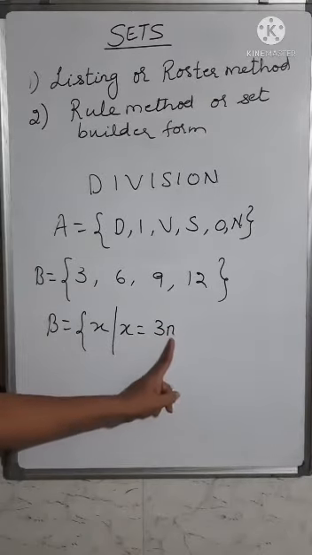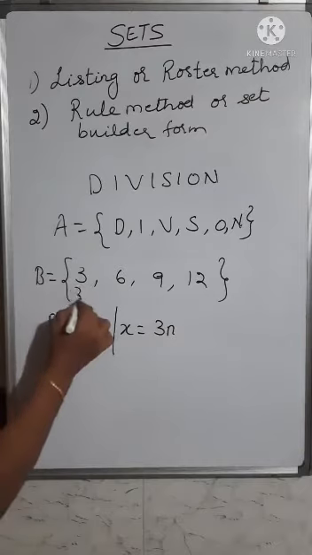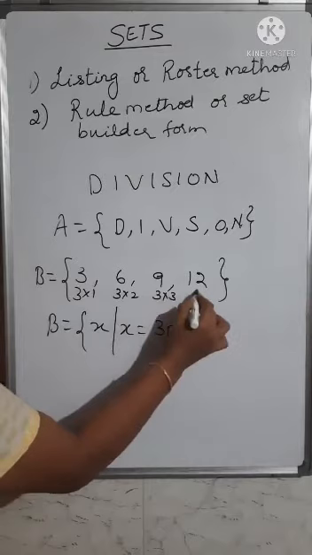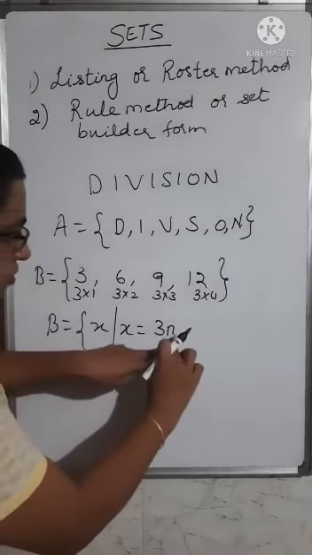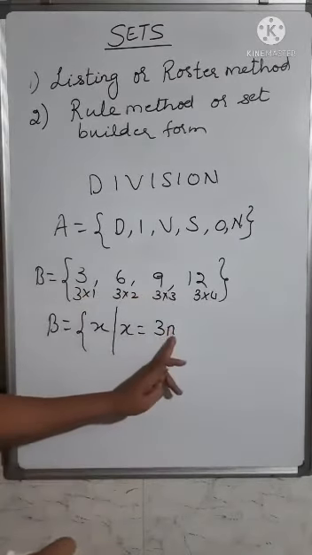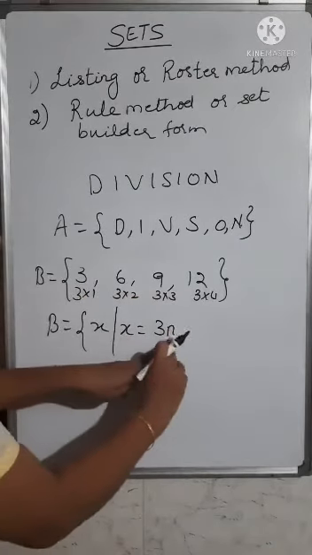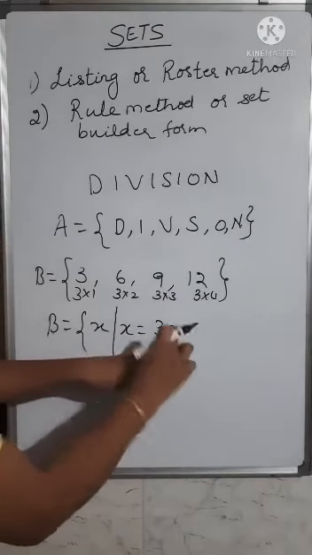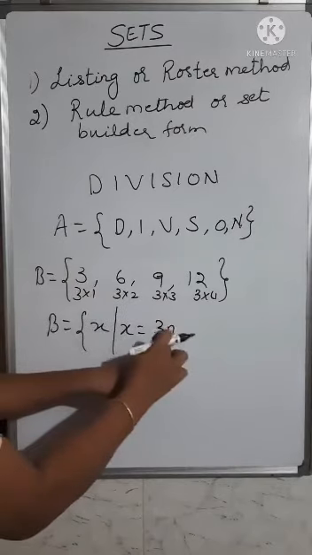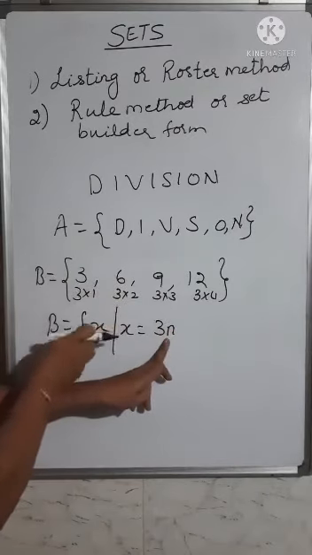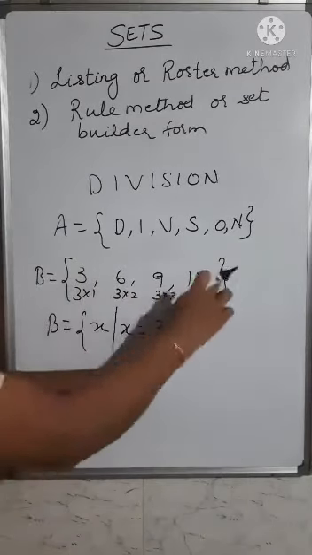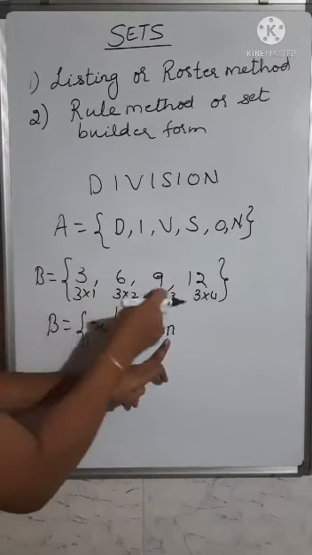Now what does this n represent? This you write as 3 into 1, this as 3 into 2, this as 3 into 3, and this as 3 into 4. So this n represents these numbers 1, 2, 3, 4. When you take n as 1, 3 into 1, you will get the first element x. Then when you take n as 2, 3 into 2, 6, you will get the second element x. So x is the element of this given set, and n represents the numbers by which you are multiplying.